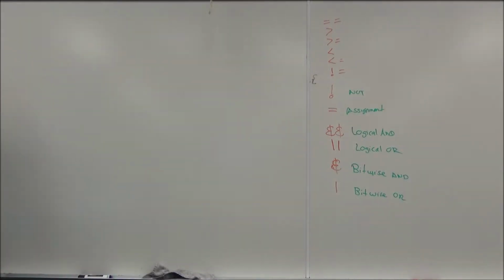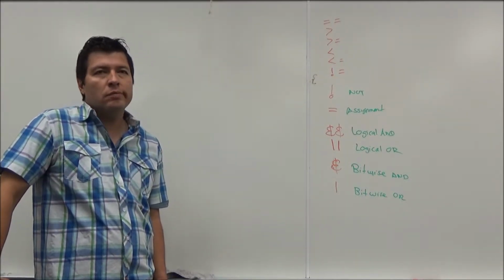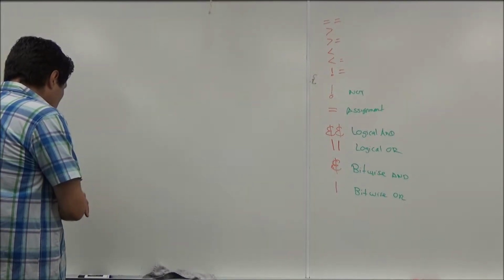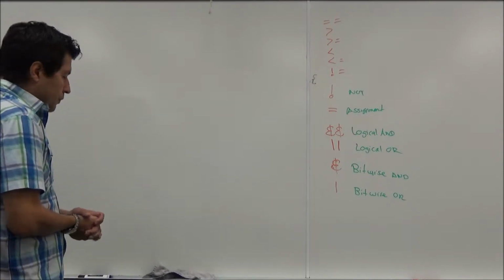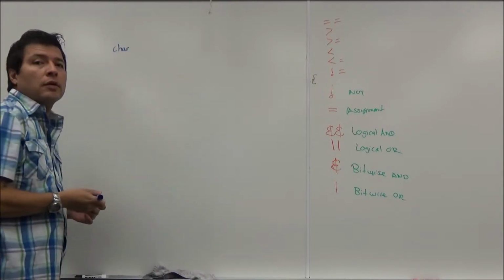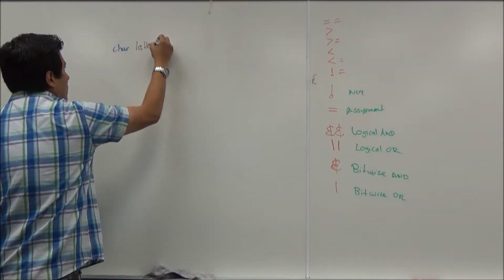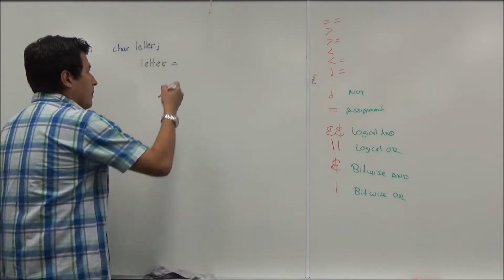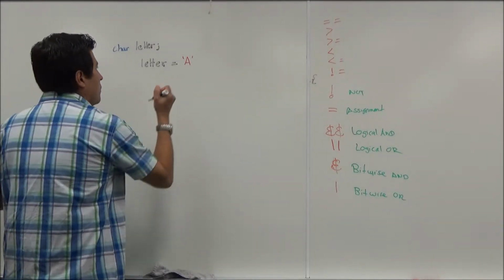So, bitwise means bits, right? That means you're working with bits. 0 and 1. So if I declare a variable of type character and I call it letter, and I say that letter is going to be A. Notice when it's single characters I use single quotes, when it's a string I use double quotes.